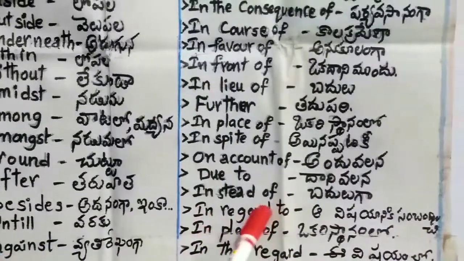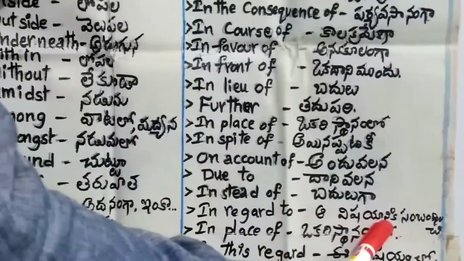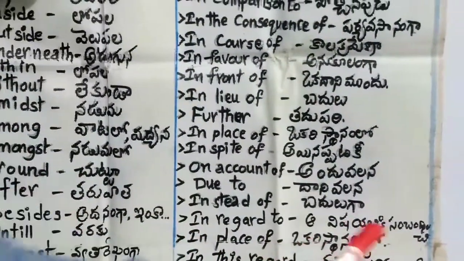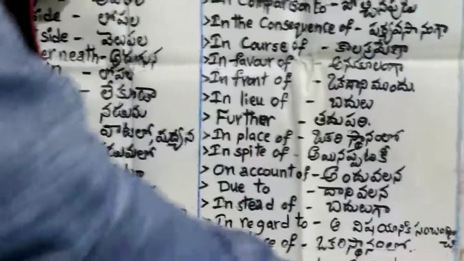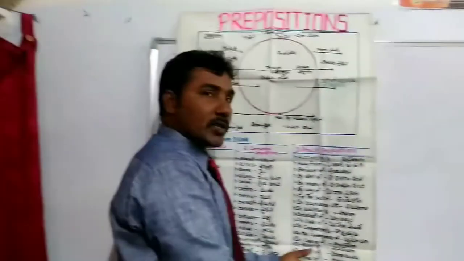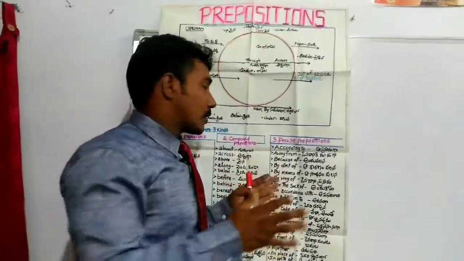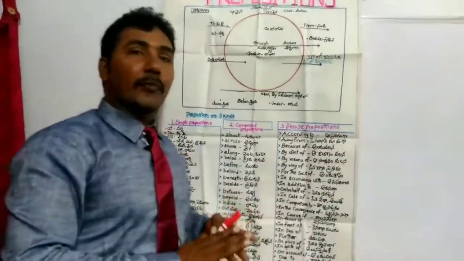In regard to ఆ విషయానికి సంబంధించిన, in place of ఒకరి స్థానంలో, in this regard ఈ విషయంలో. So friends, these are the phrase prepositions, and you should remember them and carefully use them along with all the three types of prepositions.